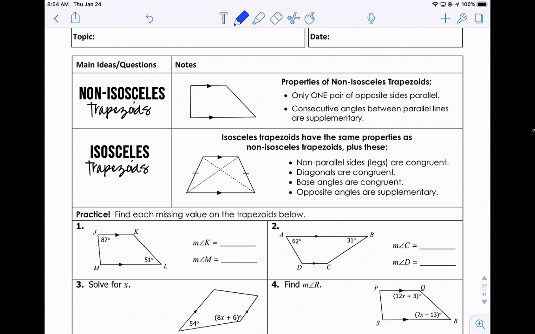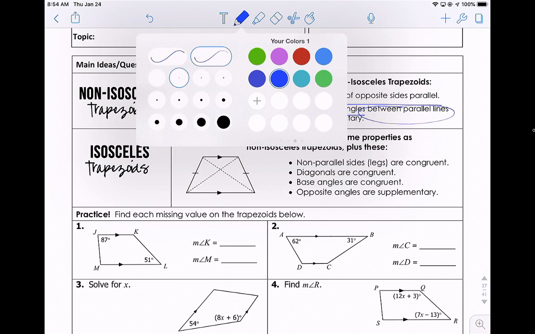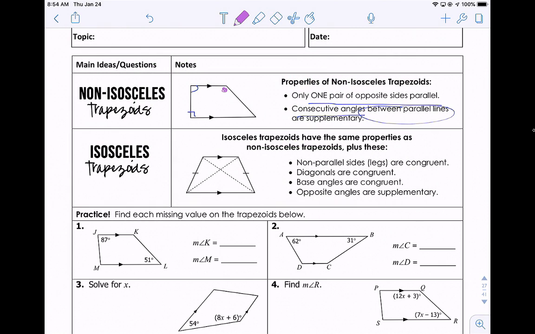For non-isosceles, the only thing you really have to know is only one pair of opposite sides are parallel, and then the consecutive angles between the parallel lines are supplementary, meaning this angle is supplementary to this angle. They have to add up to 180. And then this angle is supplementary to this angle. Do not try and make these two supplementary. You can't do that because these two lines are not parallel. All right, so just make sure you're going from the parallel lines. That's the biggest deal there.